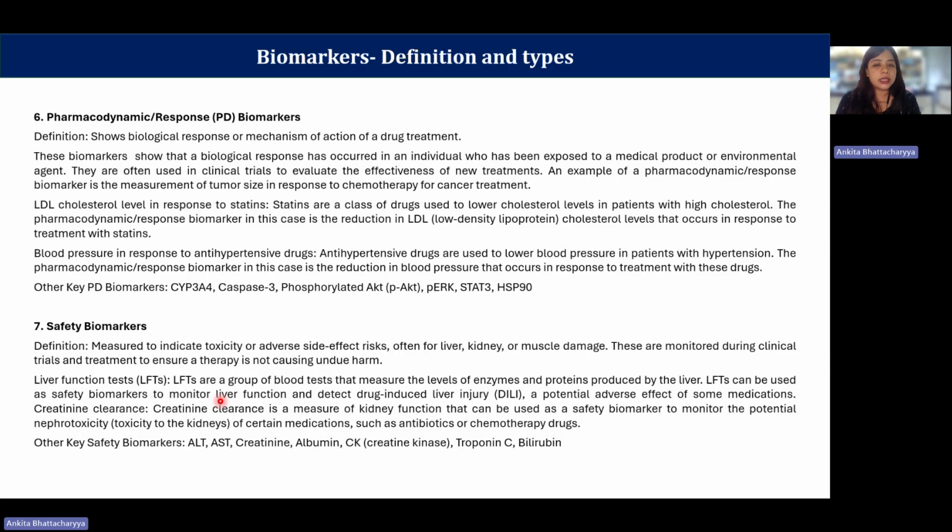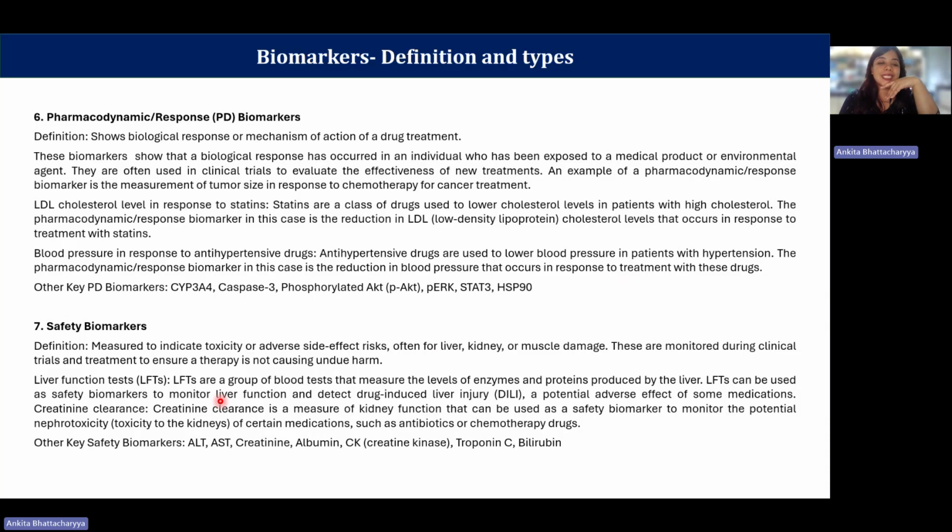So, anti-hypertensive drugs, I was talking about safety biomarkers. LFTs are a group of blood tests that detect the levels of these enzymes and proteins which are produced by the liver. They can be used as safety biomarkers to monitor the function of the liver and detect DILI, which is a potential adverse effect of certain medications.